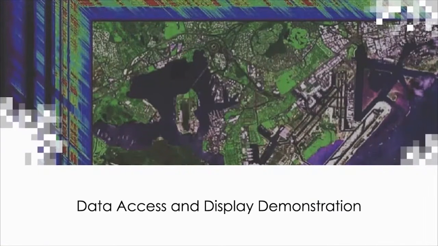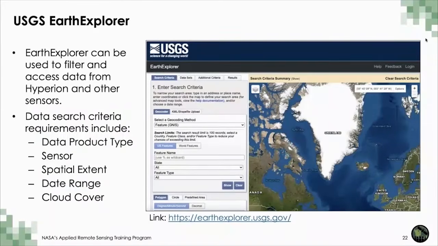So now we will move on to briefly review data access and display before providing you with our short demonstration for today. One of the most useful websites for accessing remote sensing data is the USGS Earth Explorer. And we've talked about this in many of our other trainings as well. And this is what we'll be using to highlight our demonstration of downloading Hyperion data. And I also want to mention that Earth Explorer is used for many other types of data, such as multispectral data as well. So it's a great resource.